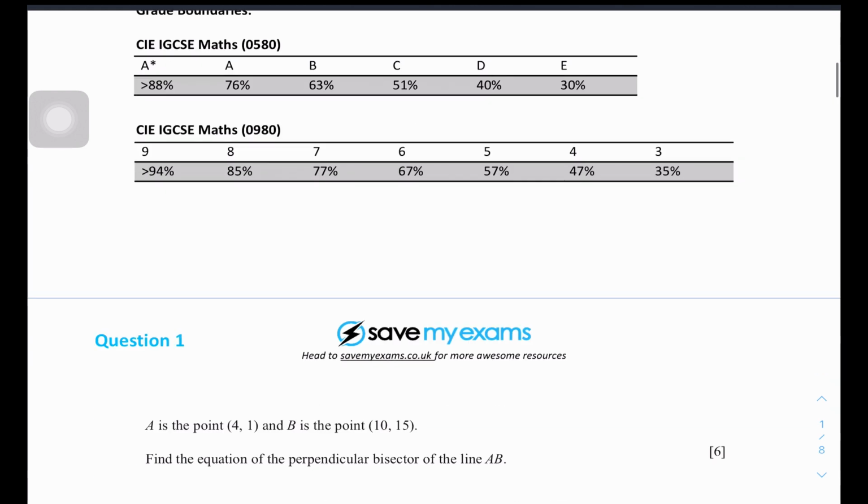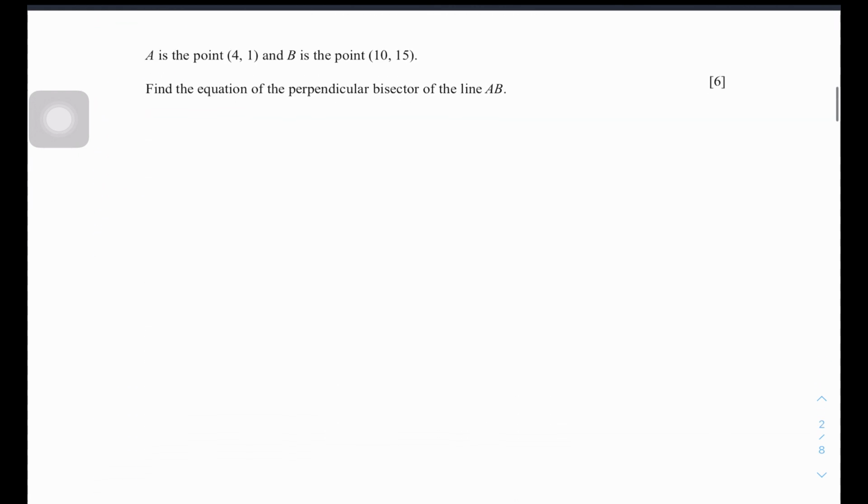Let's move on to the first question. A is the point (4, 1) and B is the point (10, 15). Find the equation of the perpendicular bisector of the line AB, for 6 marks. Remember from last lesson, to find the perpendicular bisector, you have to find the gradient and negative reciprocal it, and find the midpoint and use the new gradient and coordinate.